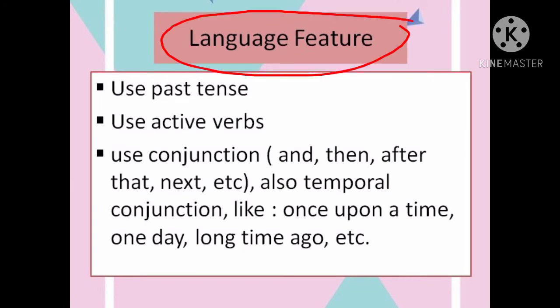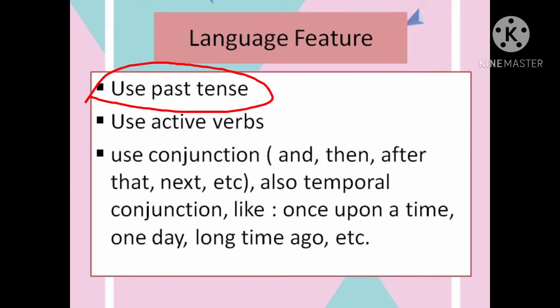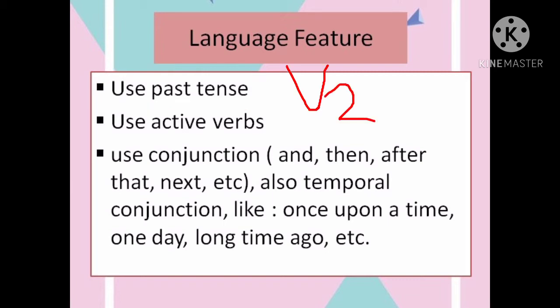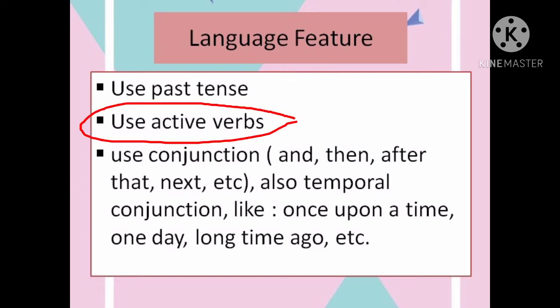Next, language feature. First, use past tense. So in narrative, we use verb two, menggunakan kata kerja bentuk kedua. Then the second one, use active verbs, menggunakan kata kerja aktif. For example, go, then cut, then run, then cook. Itu contoh dari active verbs.